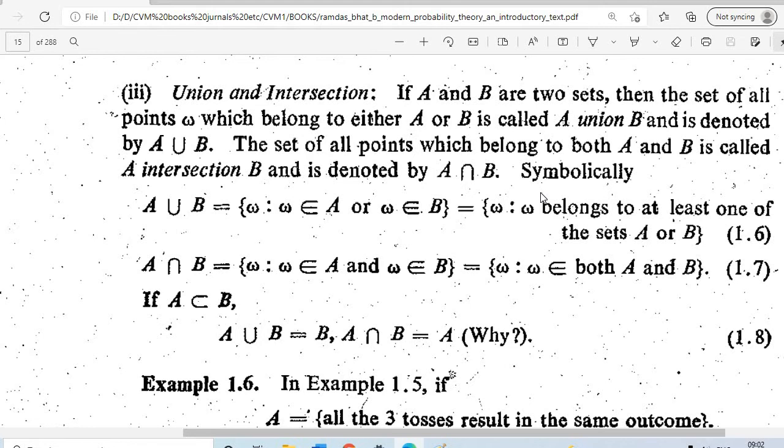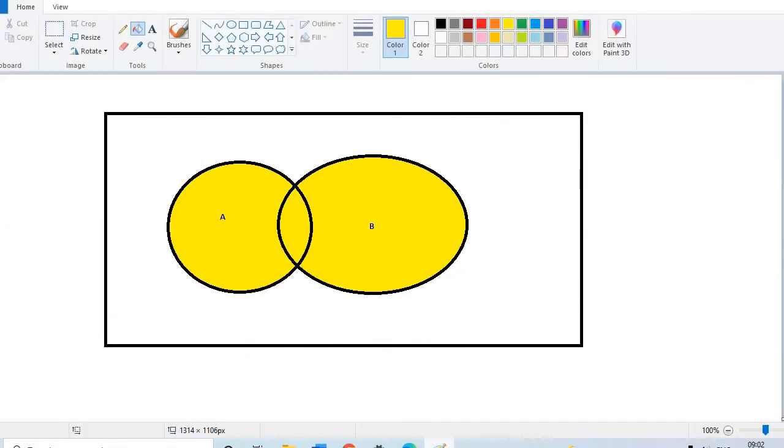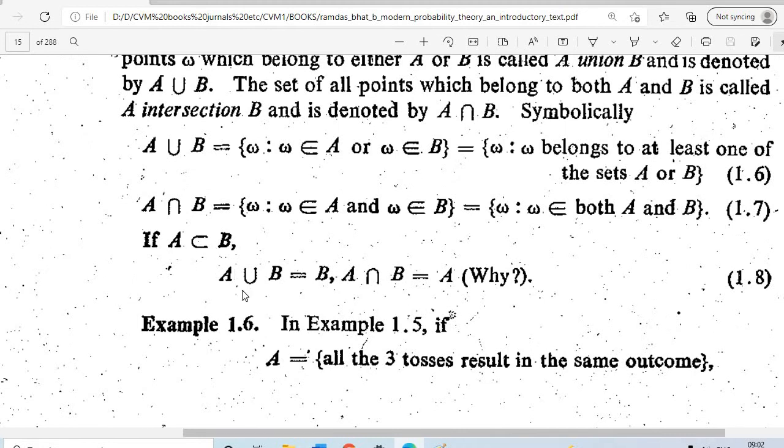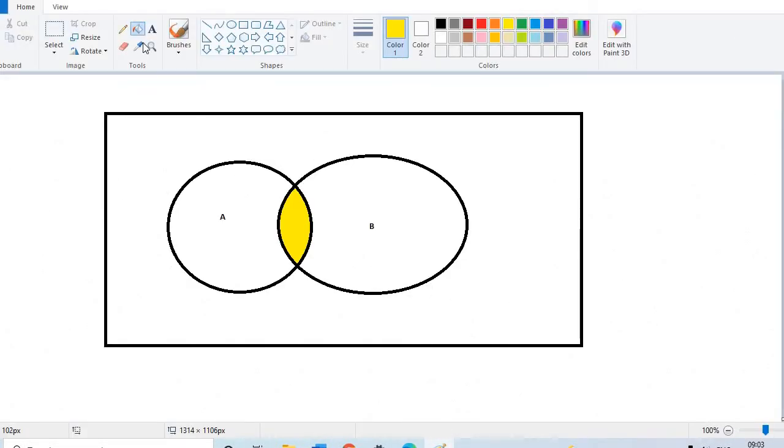Now what is A intersection B? The elements common to both A and B. This is the common region or common elements. The set of all omega such that omega belongs to A as well as omega belongs to B. The collection of elements in both A and B is the intersection. Now if A is a subset of B, then A union B is equal to B and A intersection B is equal to A. It is not like that here.